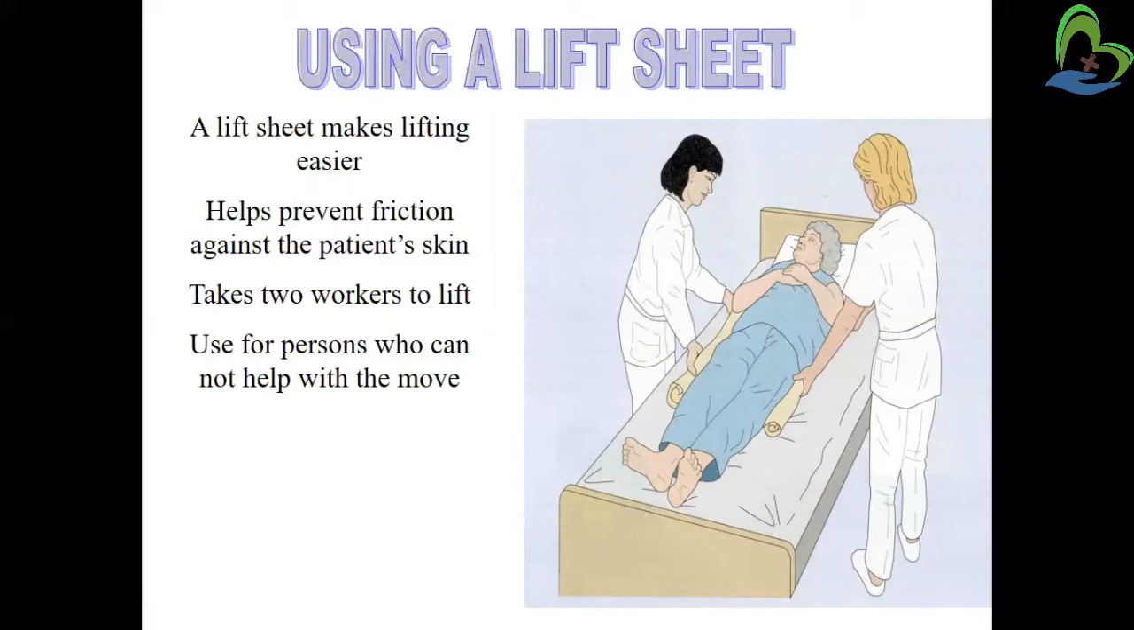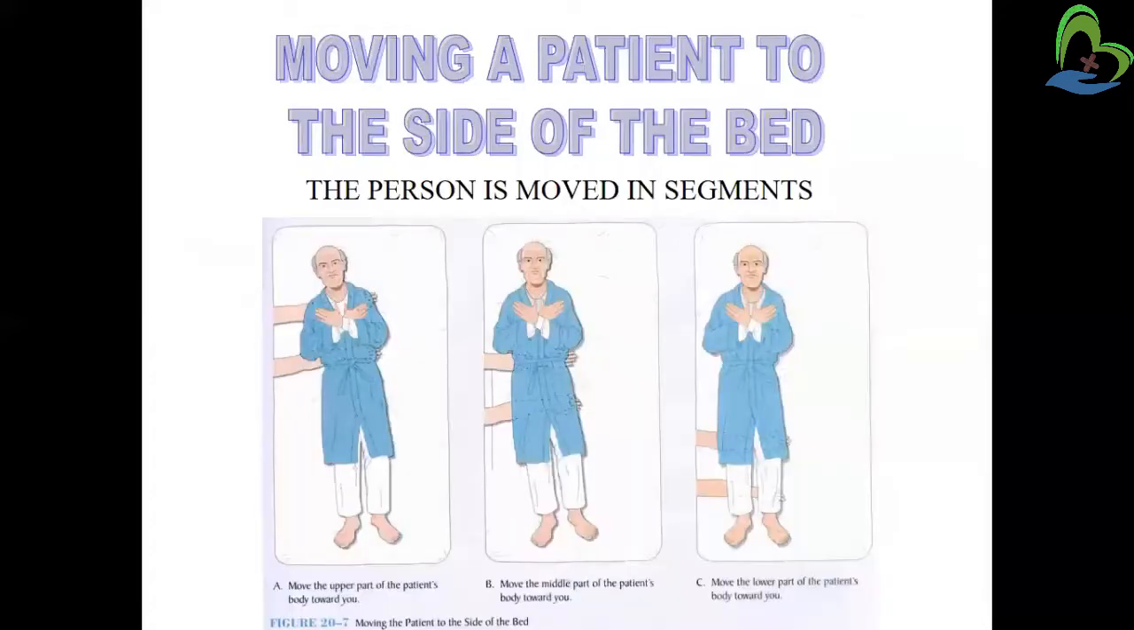In this procedure, two assistants or workers can help lift the patient from the bed. It is used for persons who cannot help with the moving. If a person can't help with the moving, they can be assisted by using the lift sheet. Next is moving the patient to the side of the bed.